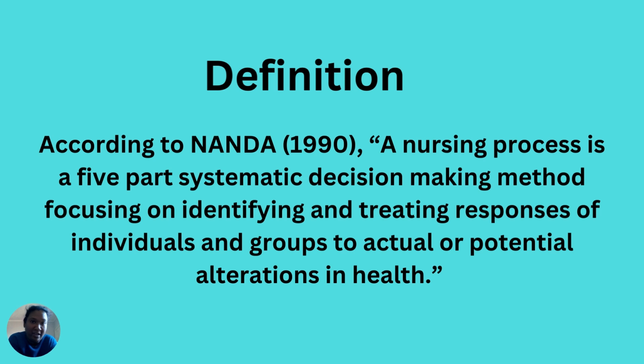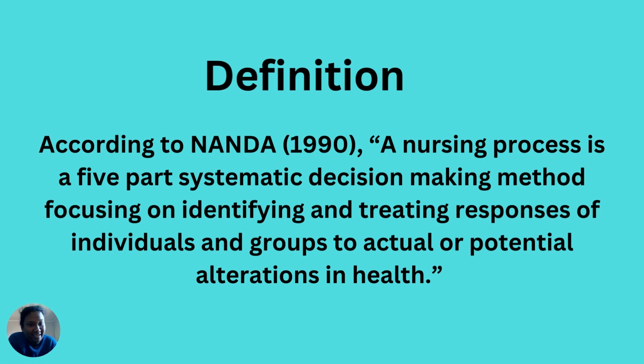So the definition is broken down into a couple of keywords. The first is that it's a five-step process. Second is where you're identifying the problem. Third is where you're treating it, and fourth is whom the care is delivered to. I hope now when you read the definition, it makes much more sense to you. So it is a five-part systematic decision-making method focused on identifying and treating responses of individuals and groups to actual or potential alteration of health.